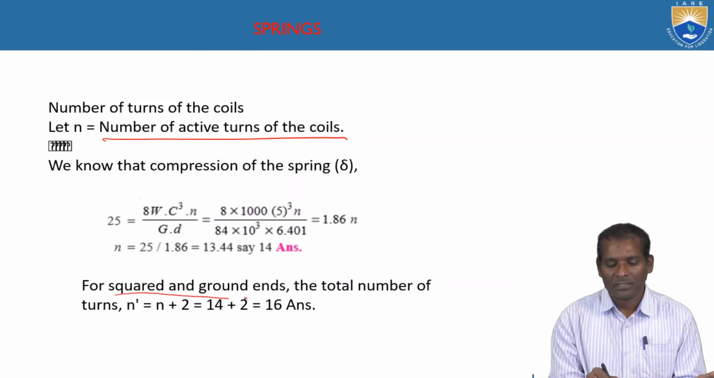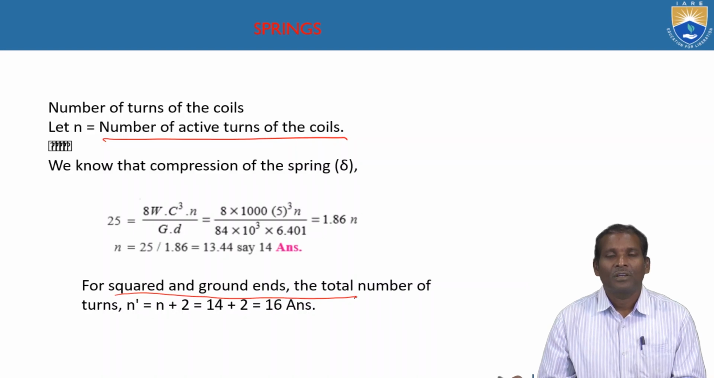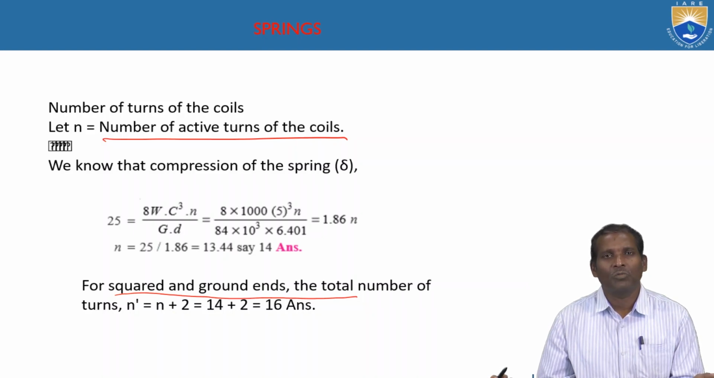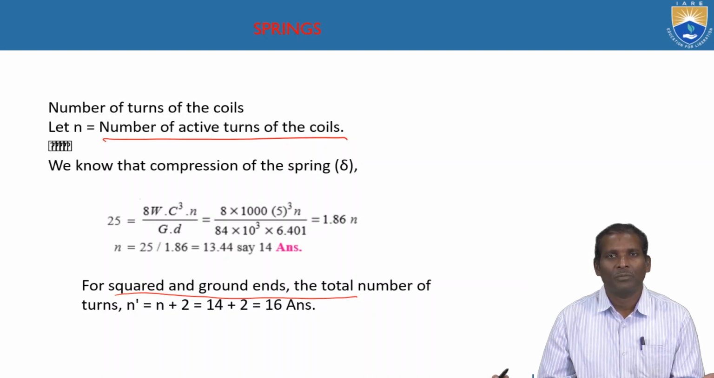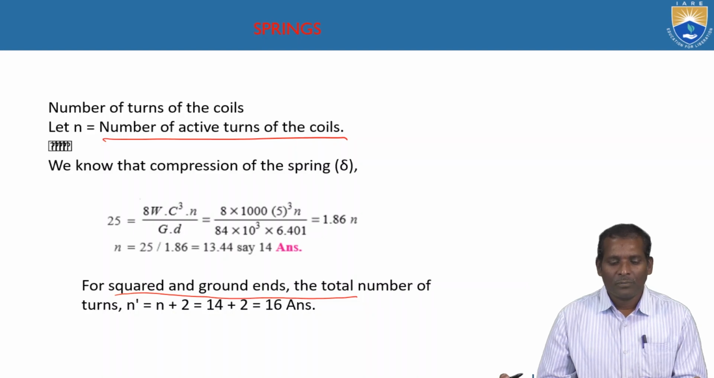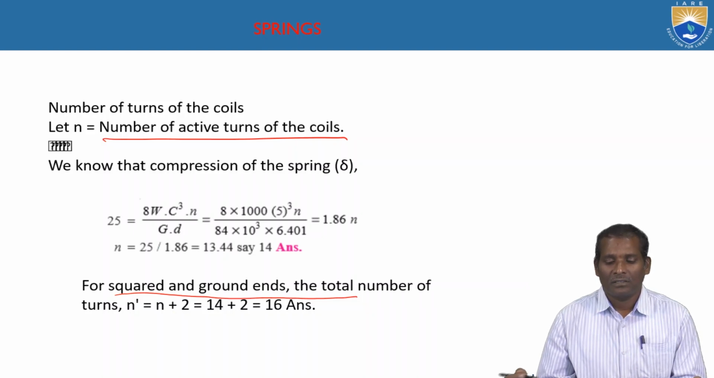The condition is squared and ground ends. If the end condition of the spring is not mentioned in your problem, you may assume any one type of end shape. It may be ground or square. Clear? So if you know the number of active turns, you can calculate the total number of turns.